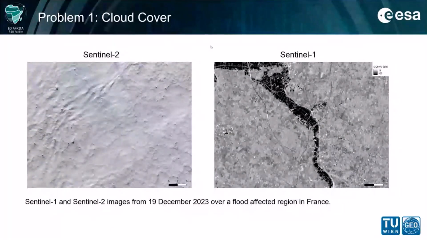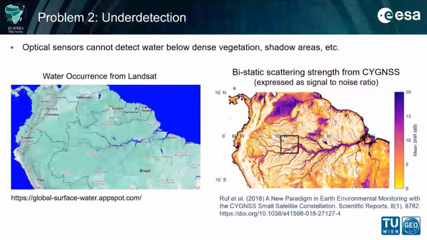While optical data are useful for mapping water bodies, there's obviously one problem. If there are clouds, we cannot see through them, so we cannot observe the land surface and the dynamic water bodies. This is highlighted here by a flooding case in France from December 2023, where in the right side image, from Sentinel-1, we see a distinct flooding pattern along the river. Obviously, if we look at the corresponding Sentinel-2 images, we only see clouds. So that's one major limitation of optical systems.